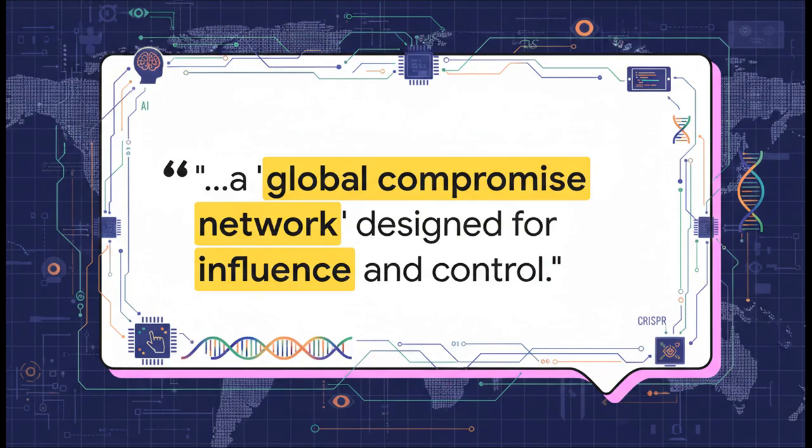The Epstein network wasn't just some sordid trafficking ring. That was a surface-level function. Its real purpose, its designated role within the architecture, was influence, control, and this is key, the strategic seeding of emergent technologies, things like AI and genetic engineering.